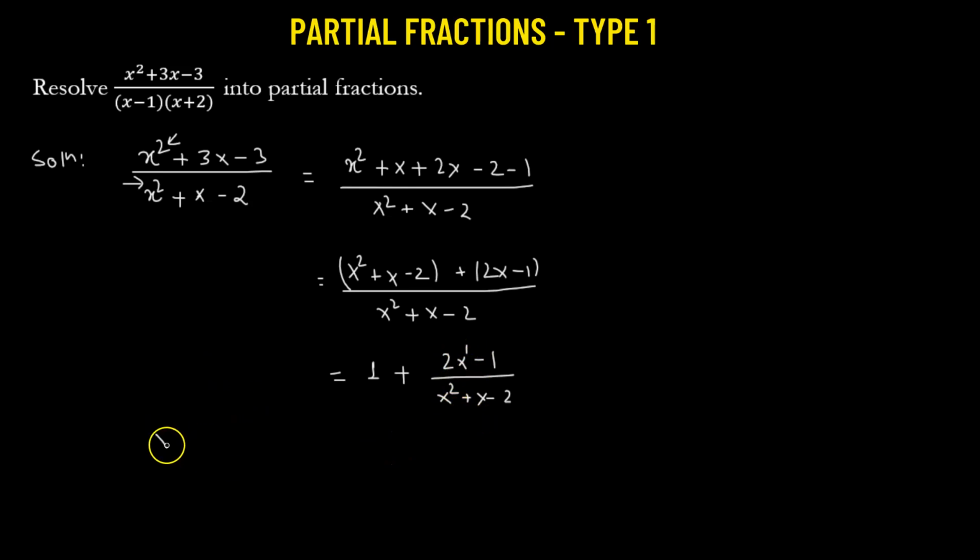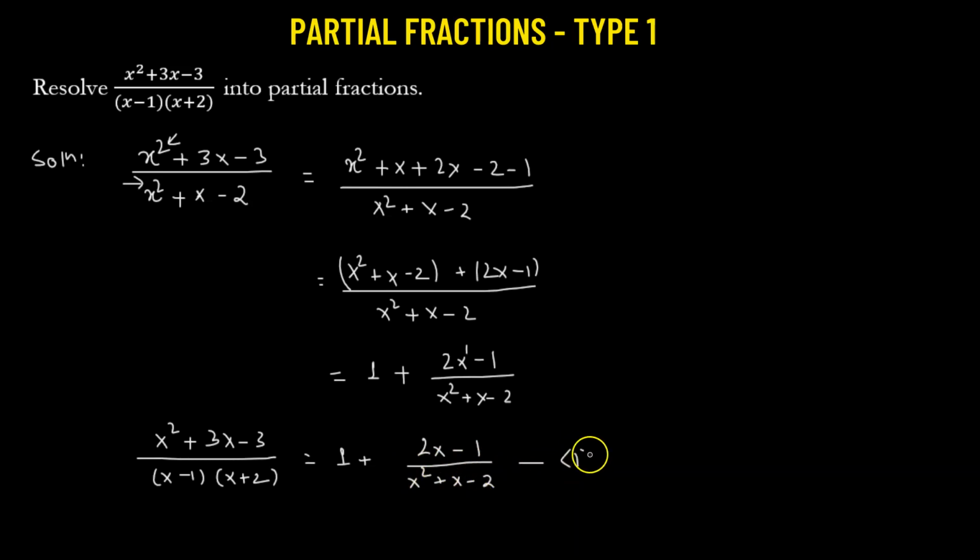That means, let's rewrite everything. So x squared plus 3x minus 3 whole divided by, originally we had x minus 1 times x plus 2. So this can also be expressed as 1 plus 2x minus 1 divided by x squared plus x minus 2. We're going to label this as number 1. Now what will we do? We will not worry about the first term here. We will come to the second term and resolve the second rational fraction into partial fractions.